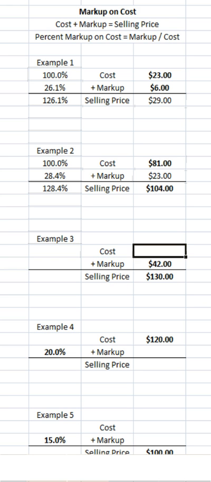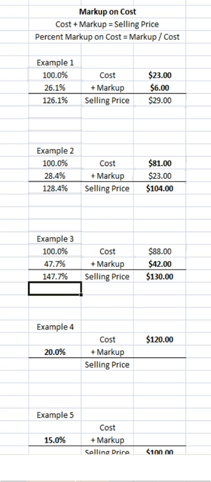So then on to example 3, $42 markup, $130 selling price. The cost would have to be the difference between 130 and 42, which is $88. So 88 plus 42 equals 130. Percentages, 100% for the cost. The markup will be 42 over 88, 47.7%. Selling price would be 130 over 88, or 147.7%.